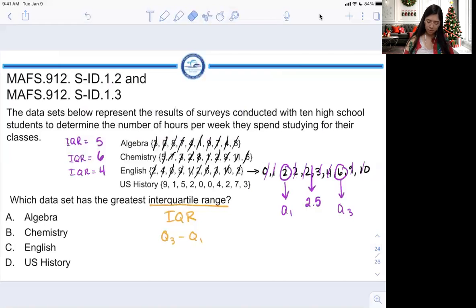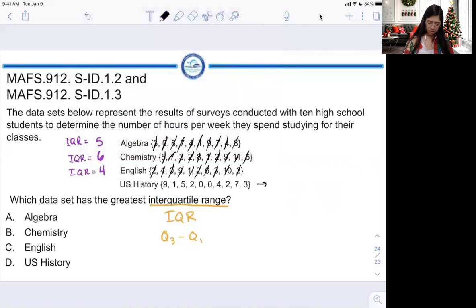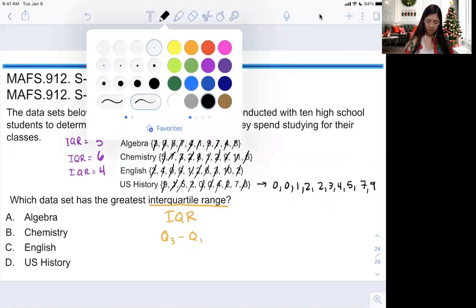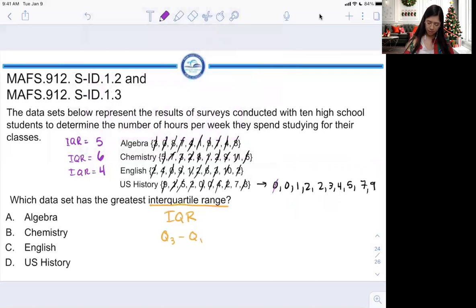Last one, maybe it's US history. Let's find out. 0, 0, 1, 2, 2, 3, 4, 5, and then 7, and 9. Okay. Median.